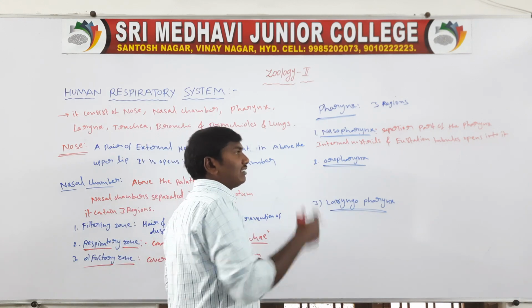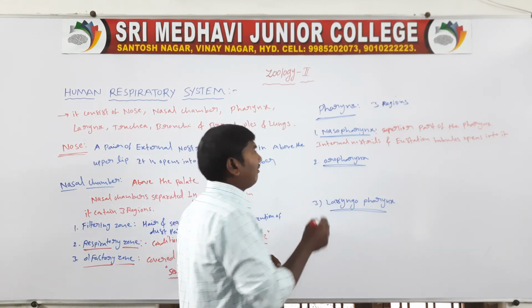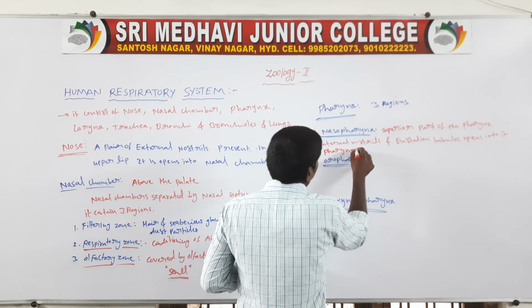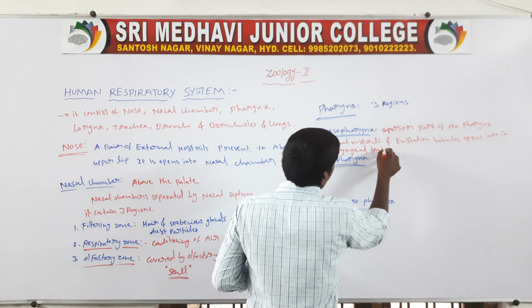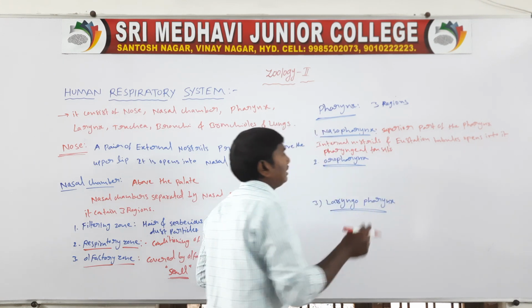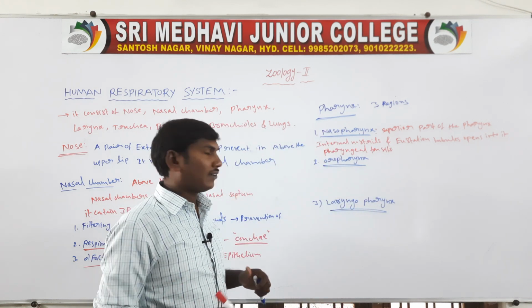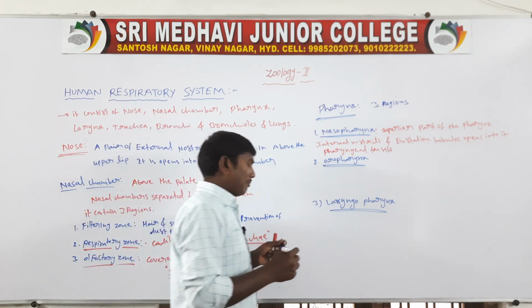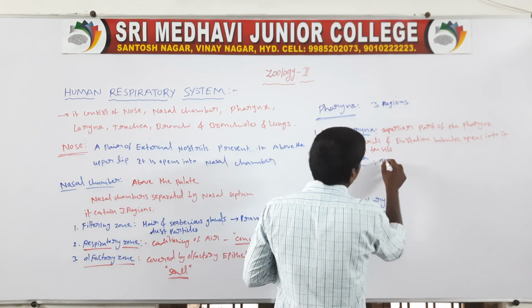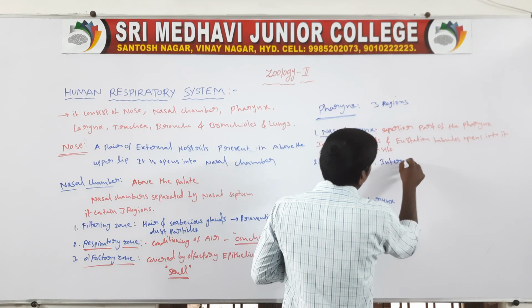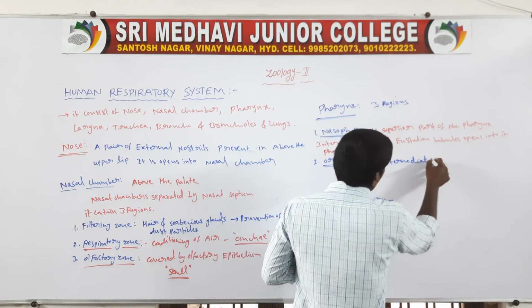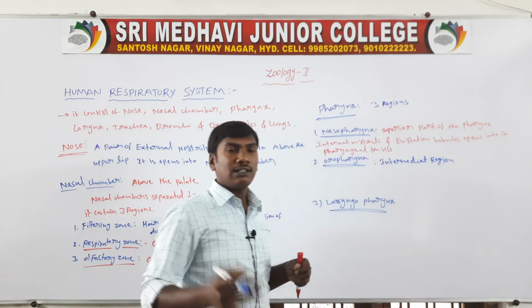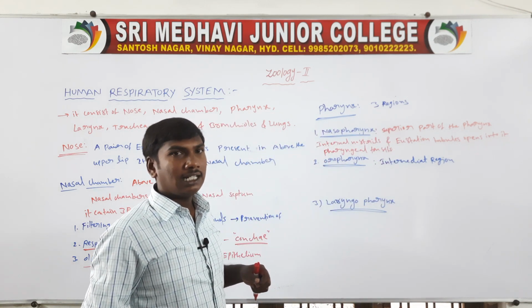The nasopharynx region has the pharyngeal tonsils. Next one, oropharynx. The oropharynx is the middle region, the intermediate region.